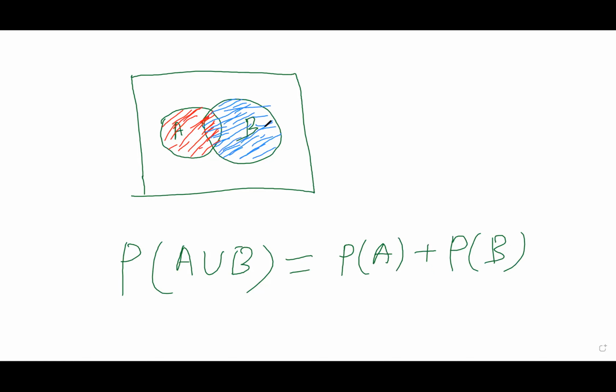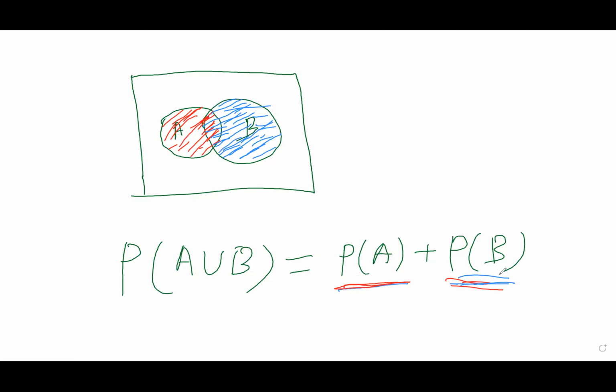Okay, so now if you write the probability of A, that is the area of this red part, right? And how about the probability of B? This is the area of this blue region, right? Probability of B is the blue region.